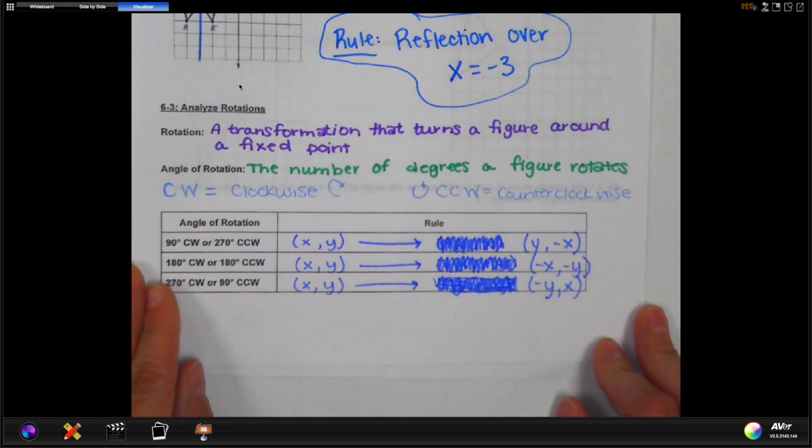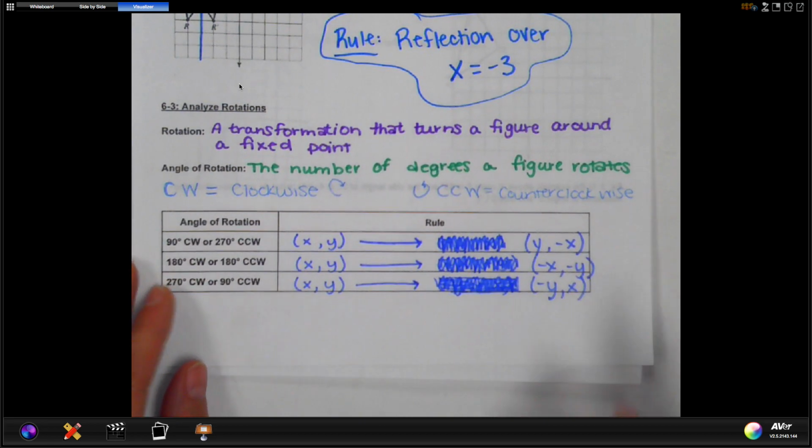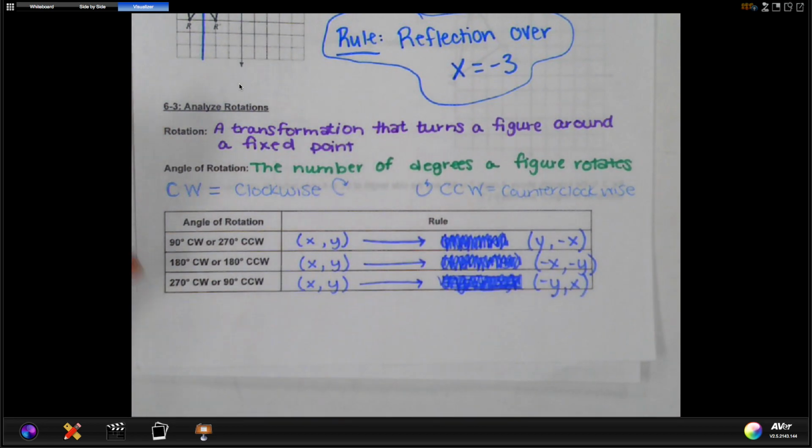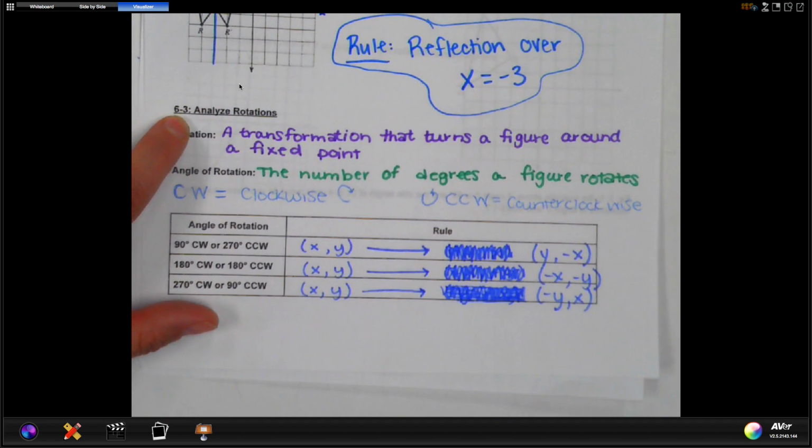So today, if you have me for math, you want to turn in your packet to the back of the second page, find where it says 6-3 Analyze Rotations.